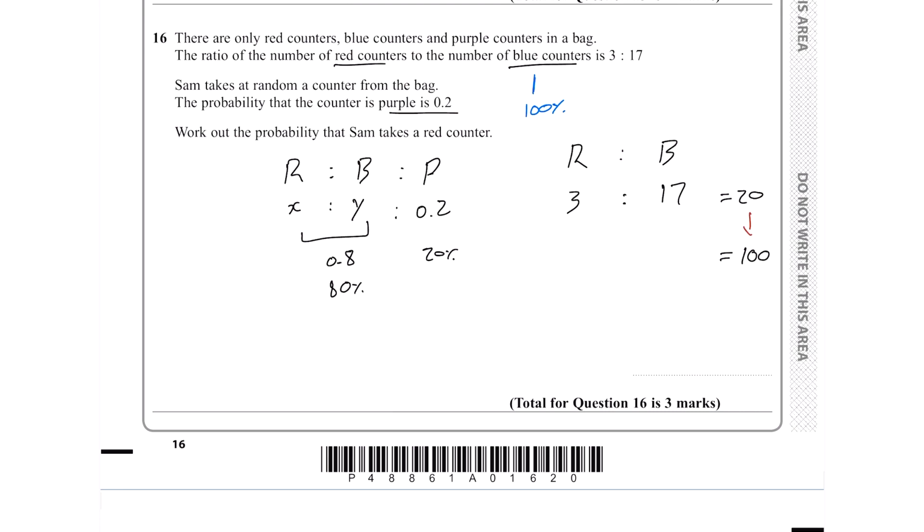Well, how do you go from here to here? You times it by 5, so let's do 3 times 5, that's 15. Let's do 17 times 5, that's 85. So if you now come back over here, we have 15 to 85, and that makes up 80%. And then this must be 20.